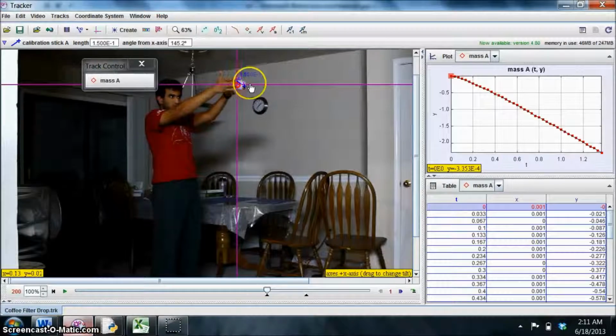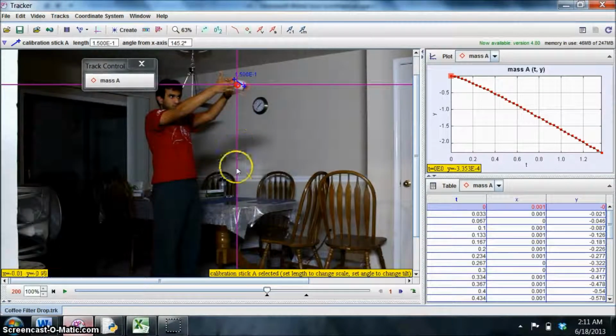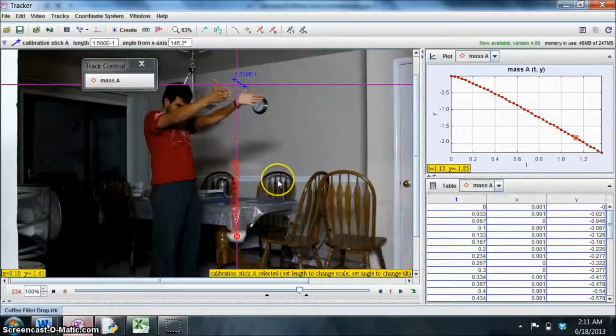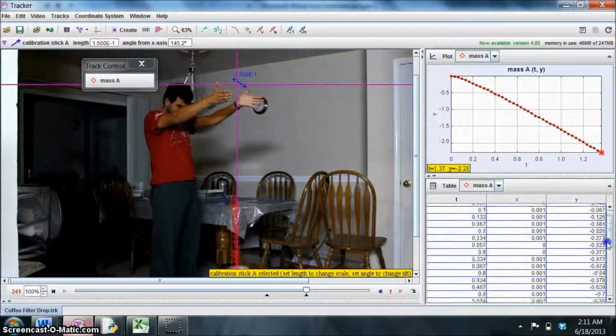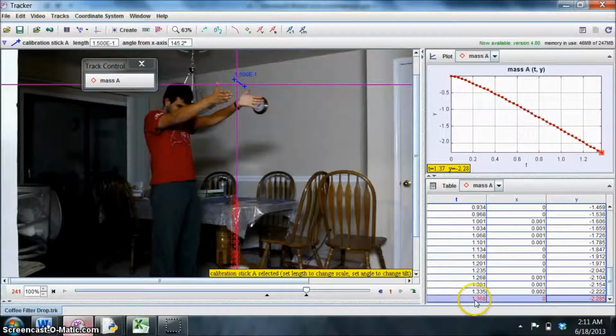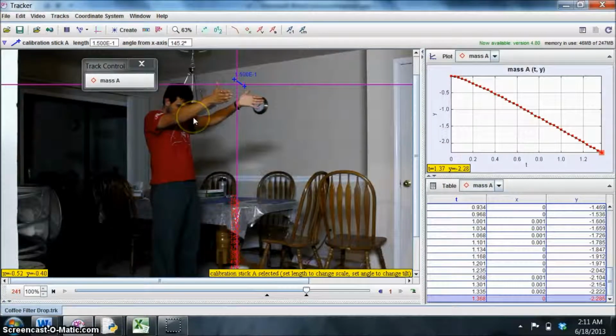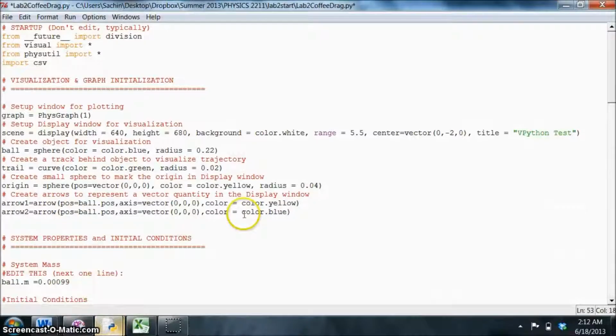Let's look at tracker. So today, my system was a coffee filter. The coffee filter fell in the negative y direction. I didn't have to tilt my axis because the object fell in a straight line. From tracker, I obtained my initial position, my final y position, and my total time taken. I used this information and plugged it into my code. My system was the coffee filter, and everything in my apartment was the surroundings. This was the negative y, this was the positive y axis, this was the positive x, and this was the negative x. So we look at my first code with drag.